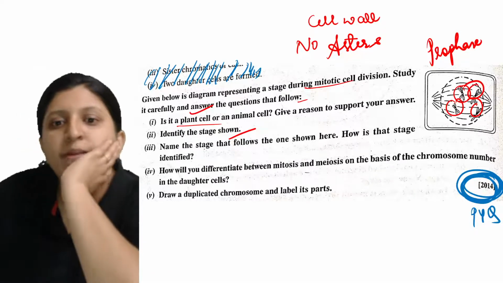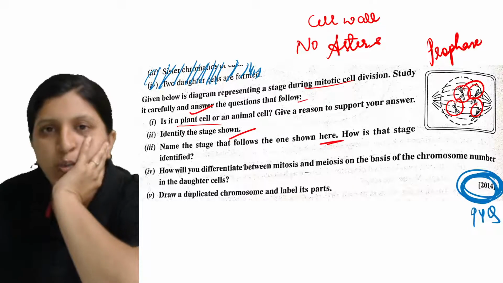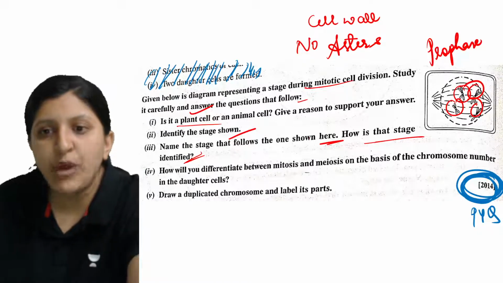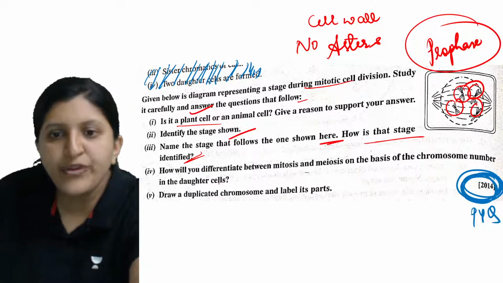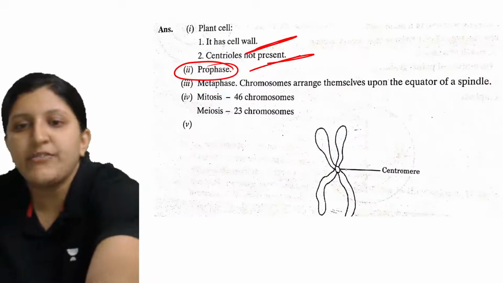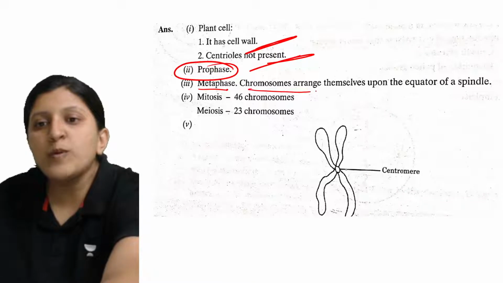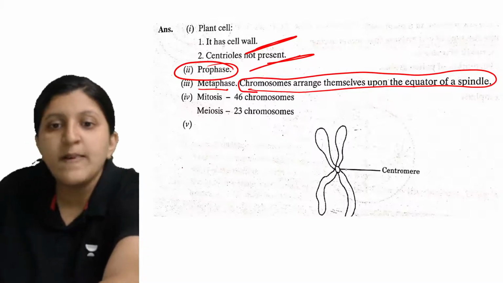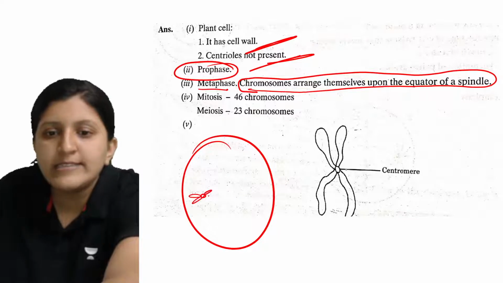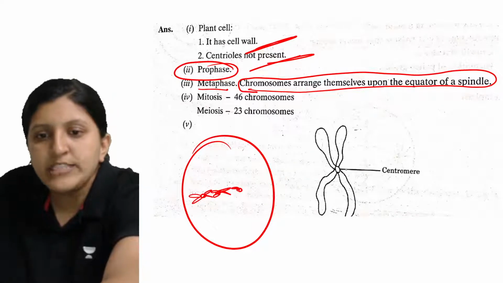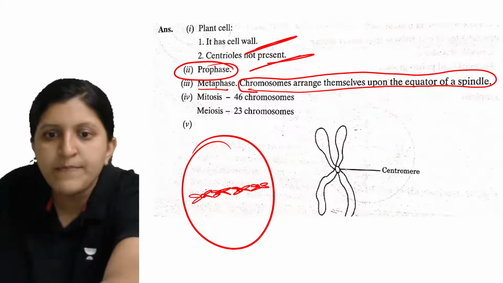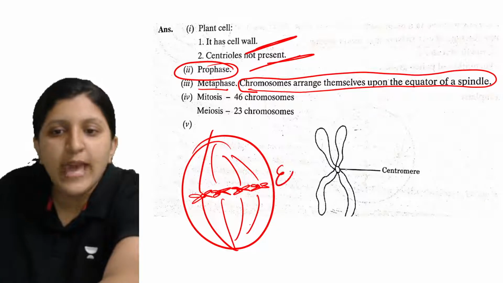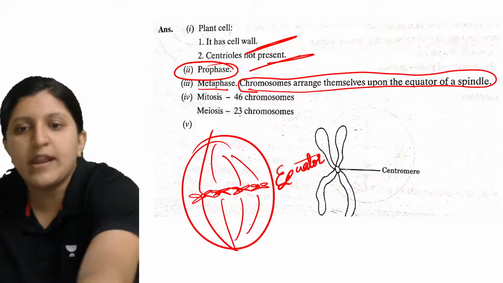Okay, moving on to the next one. Name the stage that follows the one shown here, and how is that stage identified? Which is the stage followed by prophase? It is the metaphase. The chromosomes are arranging themselves at the equator of the spindle, and that is how you identify metaphase. This is the cell and you can see the chromosome arrangement here at the equator, and here the spindle fibers are attached. So in metaphase you can see an equator arrangement, that is, chromosomes are arranged at the equator.